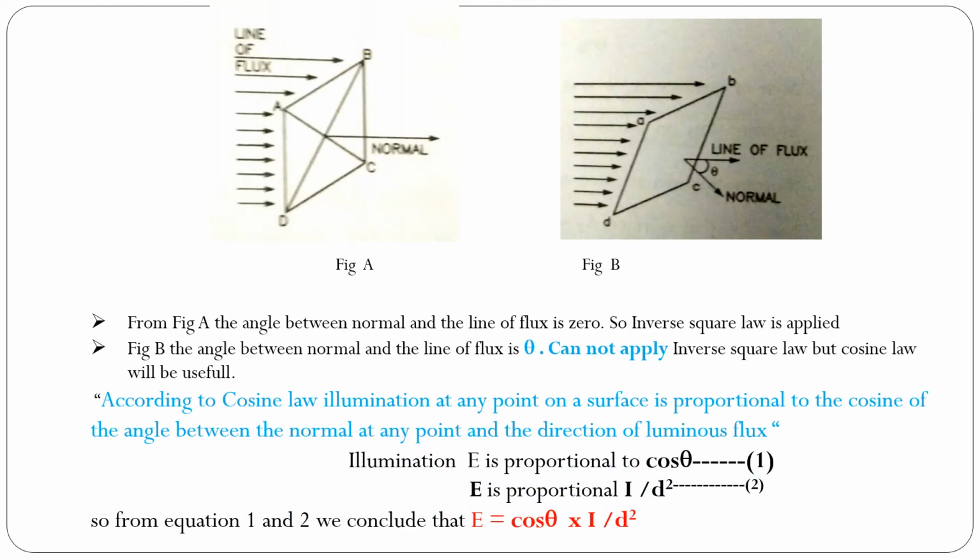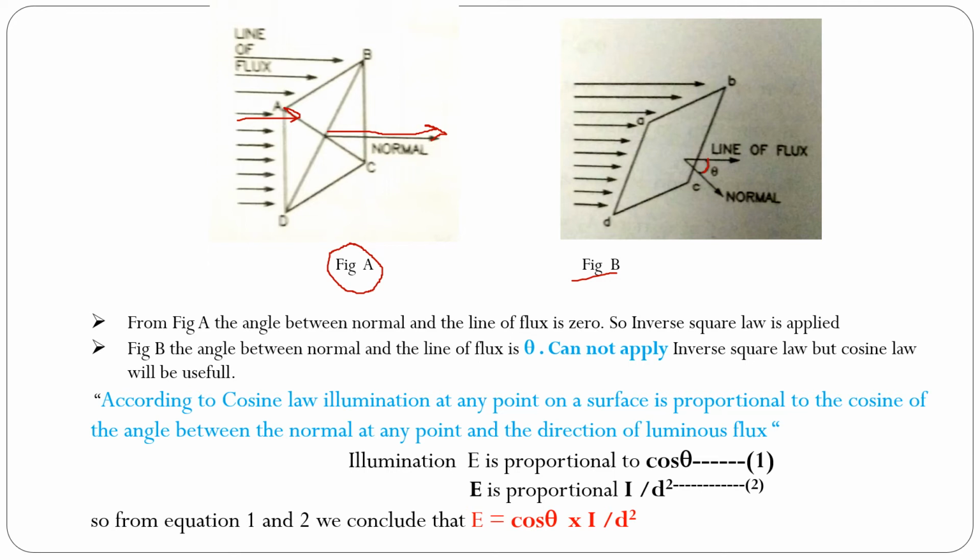Now we consider these two figures, figure A and B. You see in figure A, the angle between the normal and the line of flux is 0. So this is the line of flux, and this is the normal plane. The two are in phase, so the angle between them is 0. So the inverse square law is applied for figure A. Now consider figure B, the second figure. The angle between the normal and the line of flux is theta.